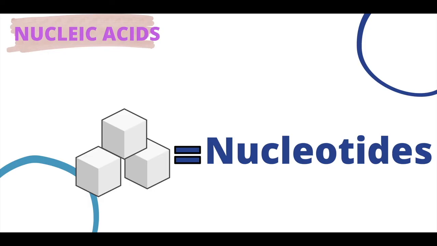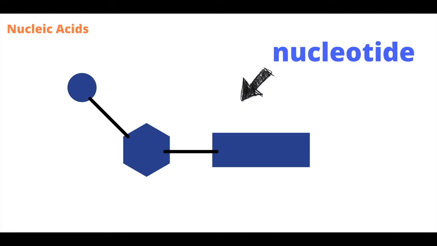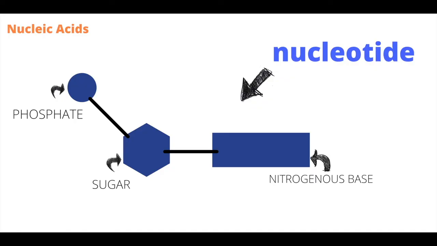Our nucleic acids are made out of the monomer called nucleotides. Remember, monomers are the building blocks of our macromolecules. Nucleotides consist of 3 portions. They have a phosphate, a sugar, and a nitrogenous base. Nucleotides make up both DNA and RNA.